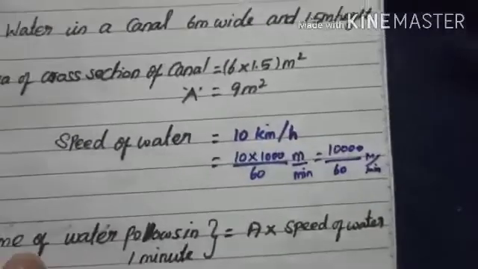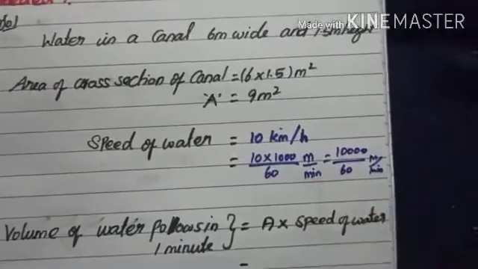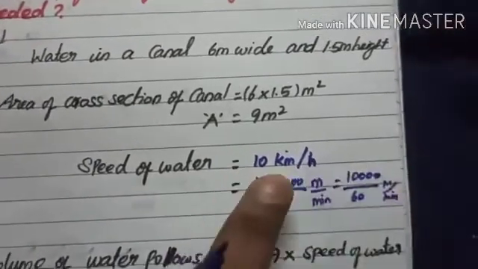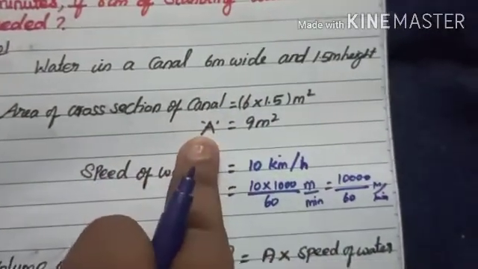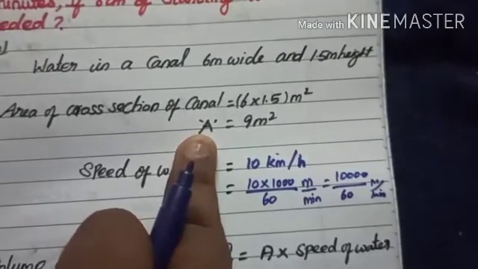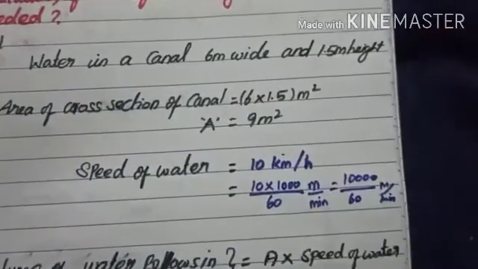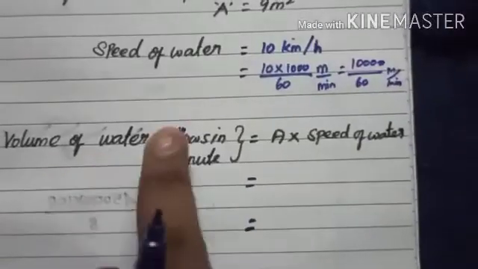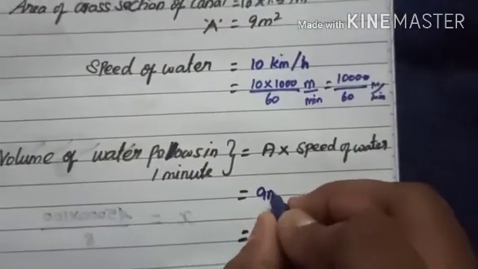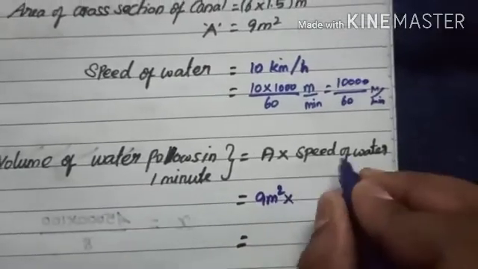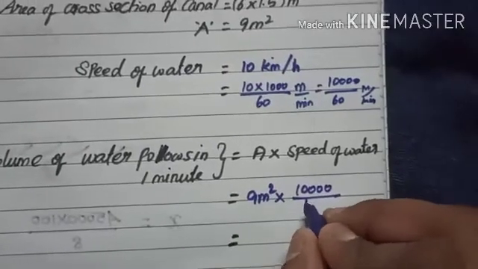So what is the volume of water that flows in 1 minute? This is the speed of the water flow, and this is the area of the cross section of the canal. When you multiply the speed and the area, you get the volume. So the volume of water that flows in 1 minute is the area 9 meters square into the speed of water, 10,000 divided by 60.